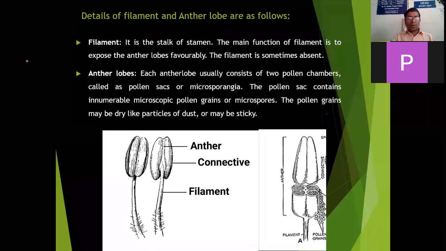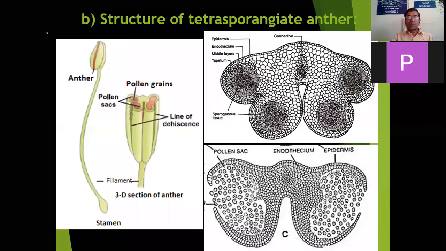Okay, so in the last lecture we have seen the structure of the androecium and the details of the filament and the anther lobe. So in the next part we will study the structure of the tetrasporangiate anther.